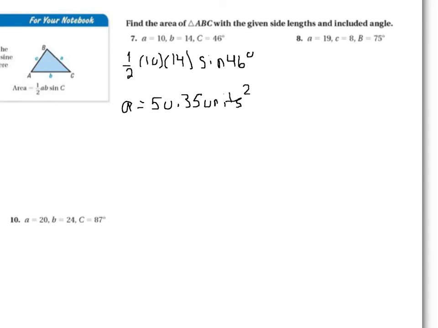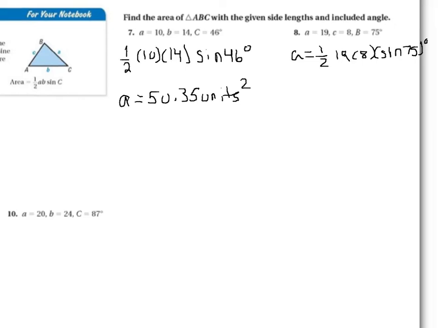So here you have A and C and B, so it's area equals 1/2 times 19 times 8 times the sine of 75. Okay? So go ahead, calculate that, and then we're done.